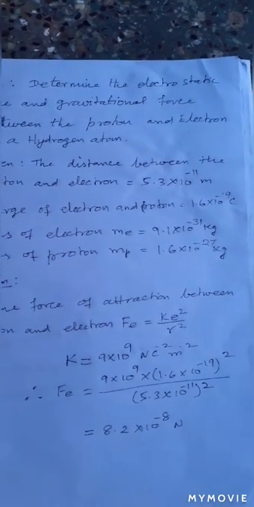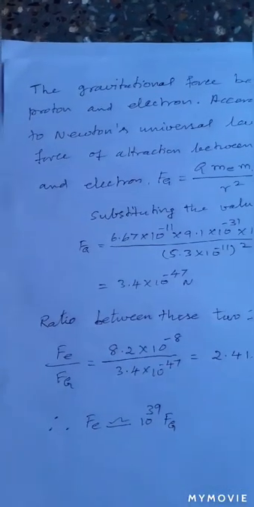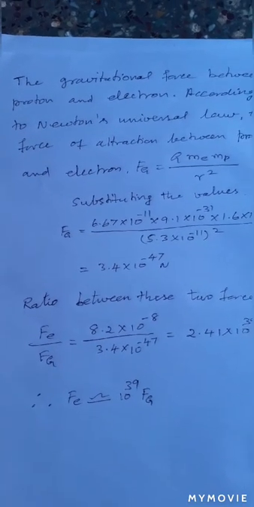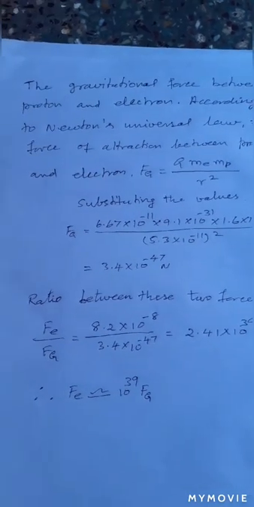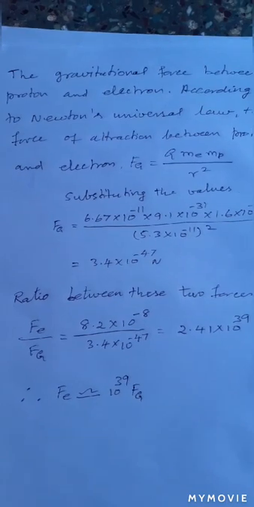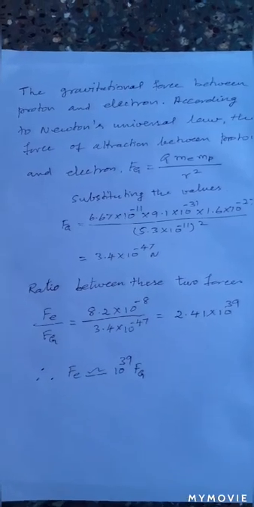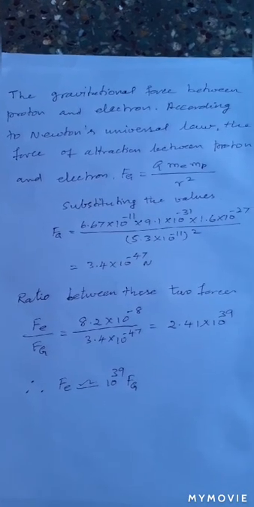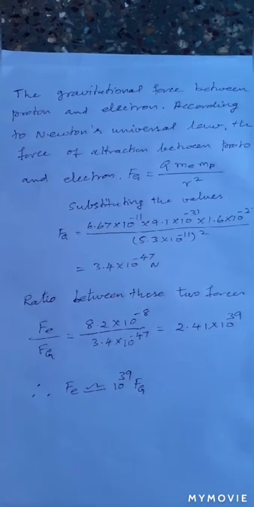Then we will calculate the gravitational force between proton and electron. According to Newton's gravitational law, the force of attraction between two masses is directly proportional to product of masses and inversely proportional to square of the distance between the two masses. Therefore, gravitational force Fg is equal to G Me Mp/R².